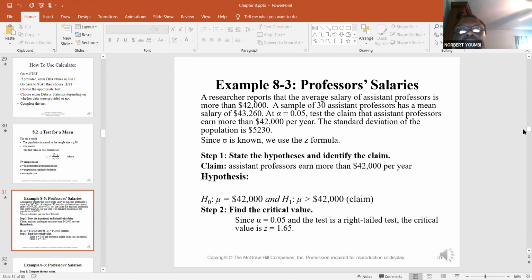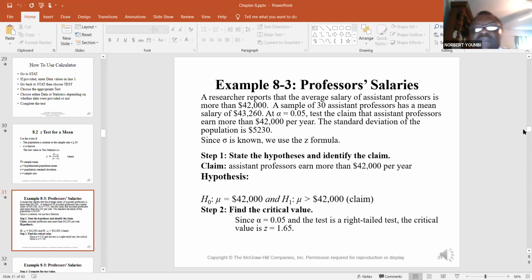Example. A researcher reports that the average salary of assistant professors is more than 42,000. A sample of 30 assistant professors has a mean salary of 43,260. At alpha equal to 0.05, test the claim that assistant professors earn more than 42,000 per year. The standard deviation of the population is 5,230.